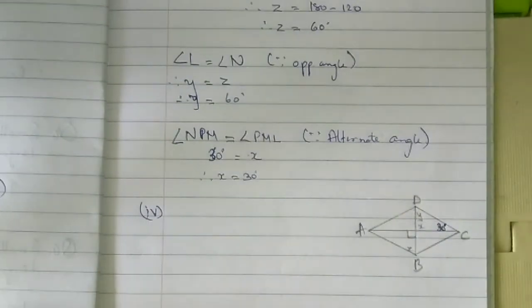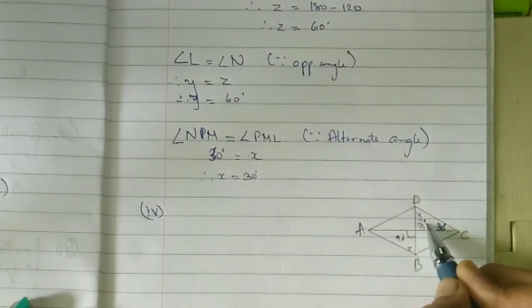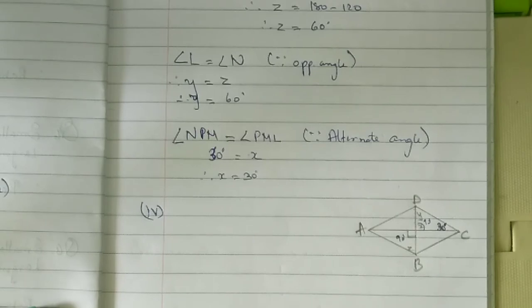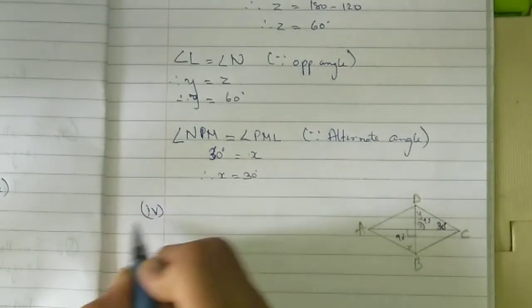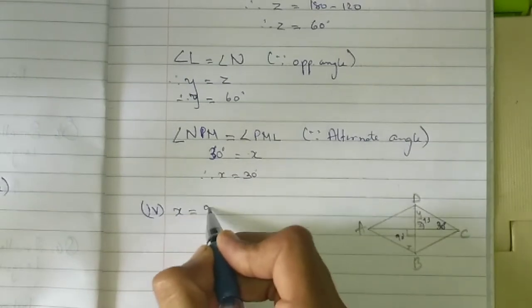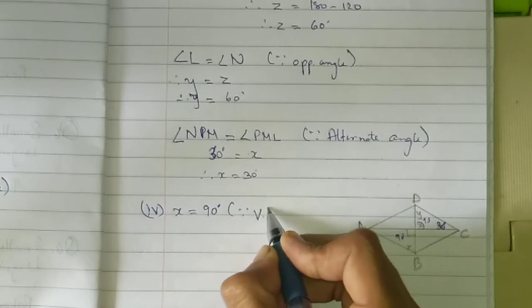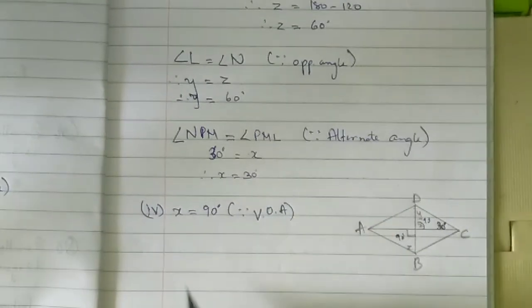First we can say it is 90. So x is also 90. Vertically opposite angle. So we can write that x equal to 90. Reason is vertically opposite angle.